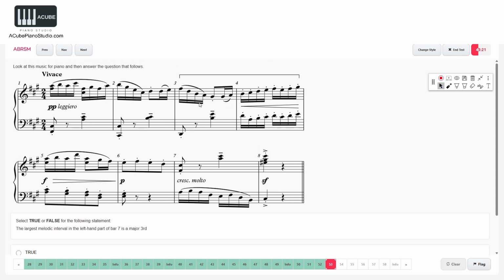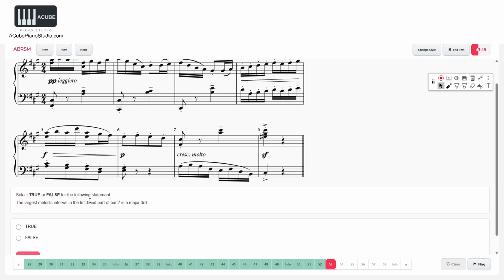This one here, what did they ask? The largest melodic interval in the left-hand part of bar 7 is a major third. So let's look at this. This is a second apart, a second apart, a third, second, second, third, third. So we have quite a lot of thirds, right? Okay, so this is third. Third, A and F sharp, F sharp and D, D and B, right?